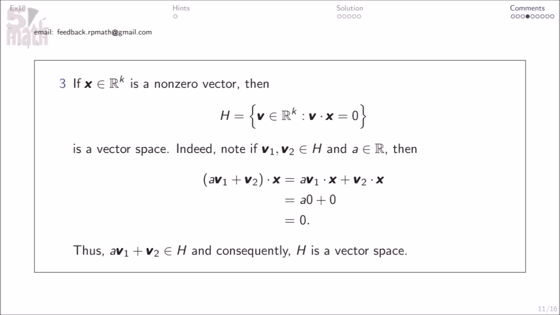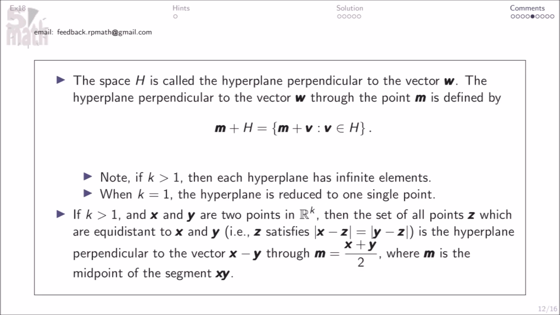3. If w in Rk is a non-zero vector, then H equals this, is a vector space. Indeed, note if v1, v2 in H and a is in the real numbers, then we have this. Thus, a v1 plus v2 is in H, and consequently, H is a vector space. The space H is called the hyperplane perpendicular to the vector w. The hyperplane perpendicular to the vector w through the point M is defined by this. Note, if k is greater than 1, then each hyperplane has infinite elements. When k equals 1, the hyperplane is reduced to a single point.